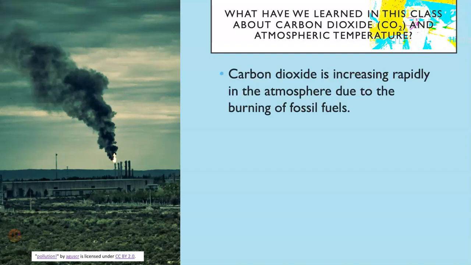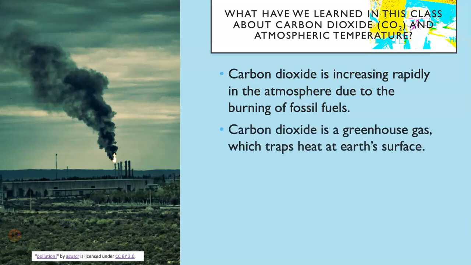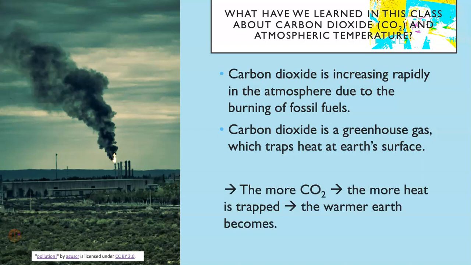Well, hopefully by now you've realized and agree that carbon dioxide is rapidly increasing in our atmosphere, and this is due primarily to the burning of fossil fuels. Carbon dioxide is a greenhouse gas, and so the more we put into the atmosphere, the more heat we trap at Earth's surface. The more heat we trap at the surface, the warmer Earth becomes.